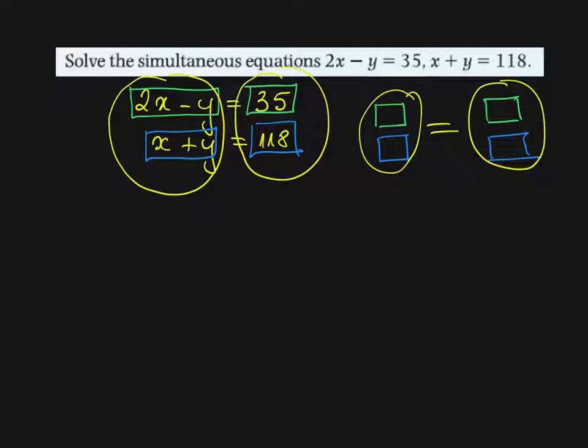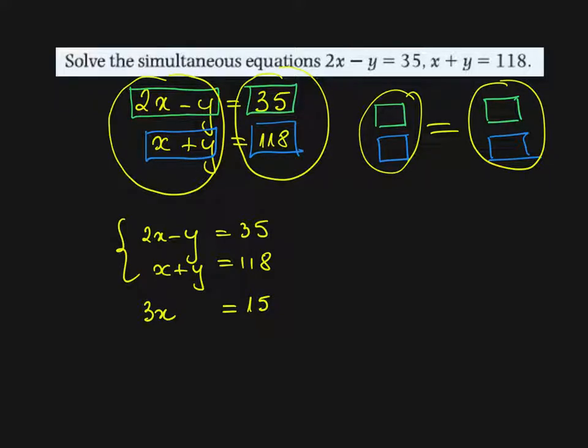I can therefore write that. I write again the system, 2x minus y equals 35. Just to see it better, I copy again, x plus y equals 118. When I add the elements on the left hand side, 2x plus x will give me 3x. Minus y plus y will give me 0. And when I add the elements on the right hand side, I'll get 153.